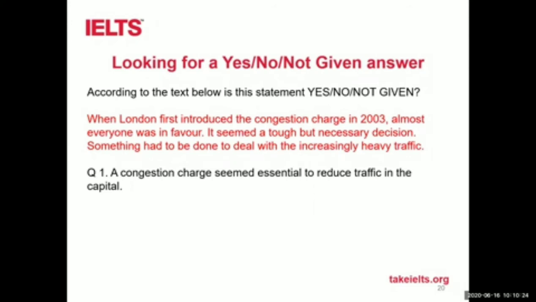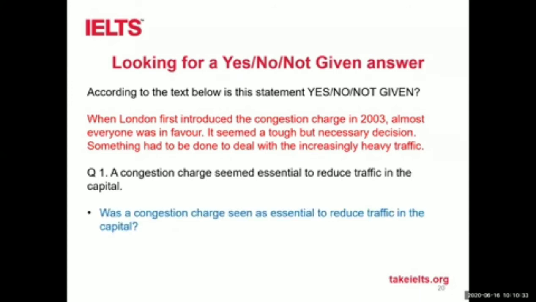Turn the statement, congestion charge seemed essential to reduce traffic in the capital, into a yes, no question. I've done that for you to save time. What you then need to do is look at the text and decide which of the words are the key words and which of them match up to the keywords in your statement. If you think it's yes, no, not given, type your answer in the chat box, and then in about half a minute, we'll look at the answer.